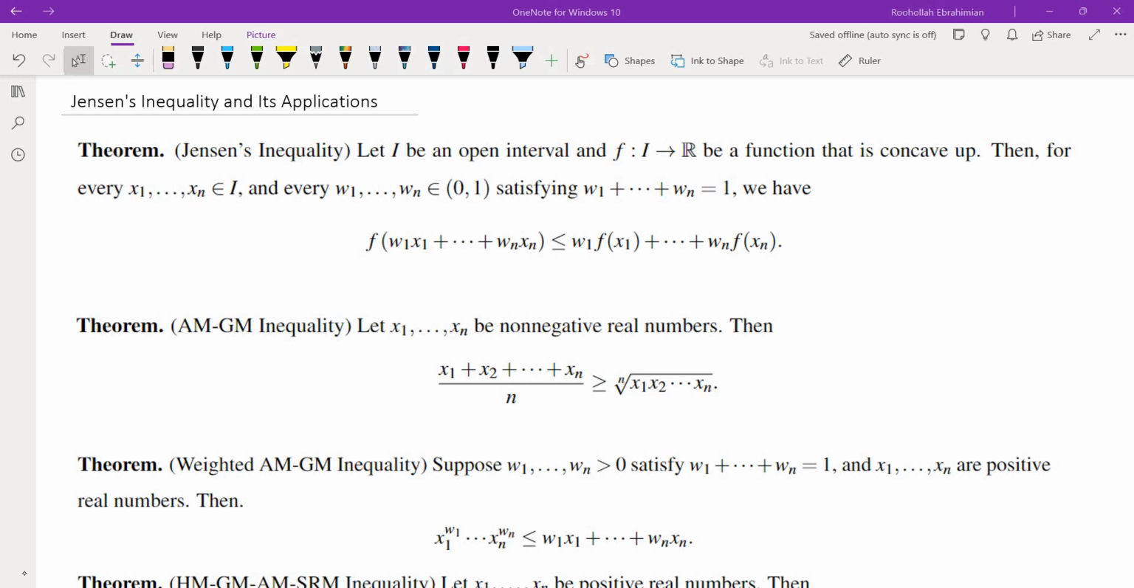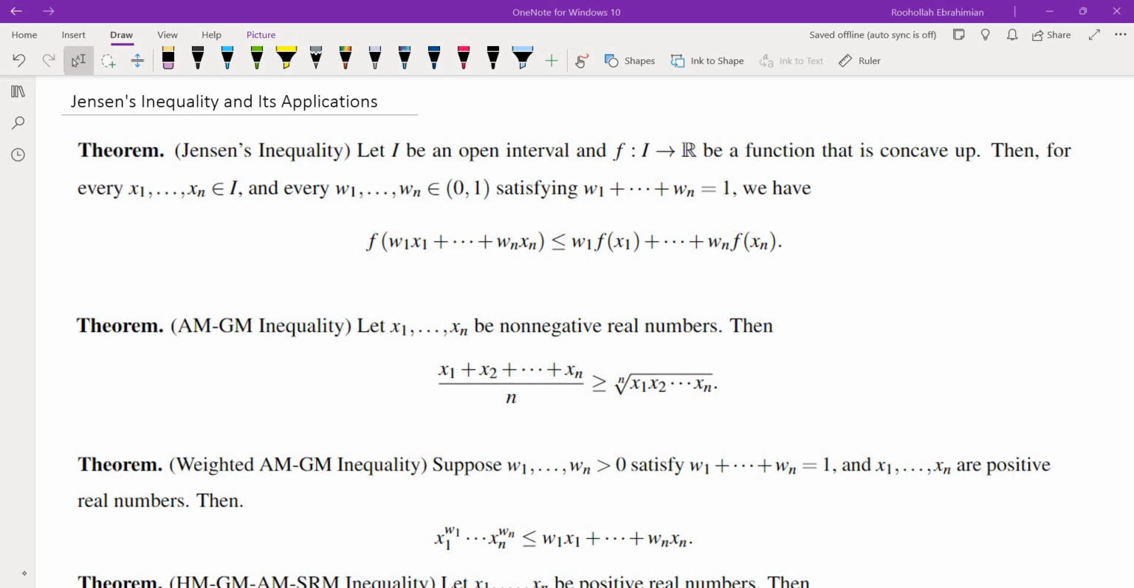Hello, in this video we're going to go over a proof of Jensen's inequality and its applications. Jensen's inequality tells us that, let I be an interval. If you have a function that is concave up, then for every x1 through xn in I and every w1 through wn in [0, 1] satisfying that the sum of the wi's is 1, we have f of sigma wixi is less than or equal to sigma wi f of xi.